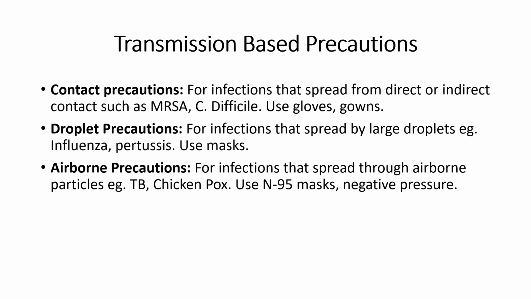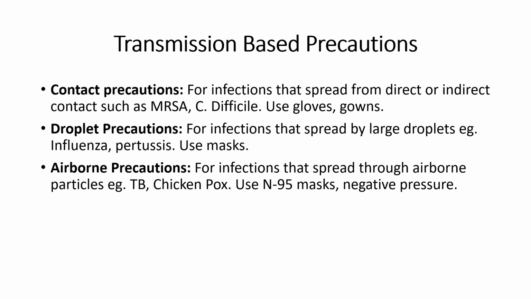In airborne precautions, for infections that are spread by airborne particles, for example TB and chickenpox, you have to wear an N95 mask and the patient has to be kept in a negative pressure room. Negative pressure room means the organisms that are exposed in the air will go out of the room, and will not remain in the room.